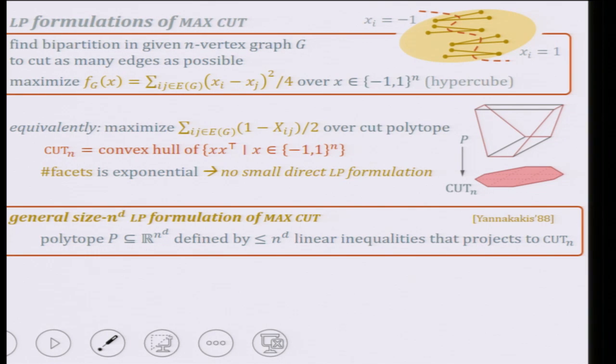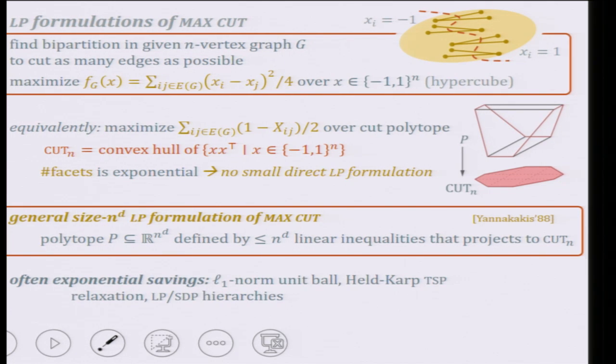Okay, and what Yannakakis proposed, his formulation of a general LP formulation of MaxCut, is that there should be a polytope P, possibly in larger dimension, that projects to the cut polytope. If you had such a polytope, where the polytope upstairs is described by at most n to the d linear inequalities, then this would correspond to an LP formulation for MaxCut of size n to the d. In particular, if d is a constant independent of n, then this would be polynomial. You could optimize over the polytope P in polynomial time.